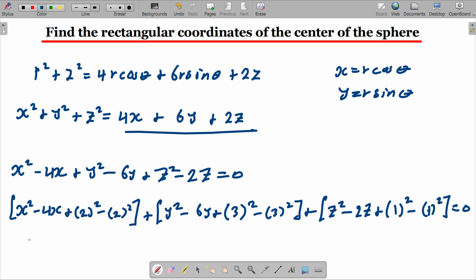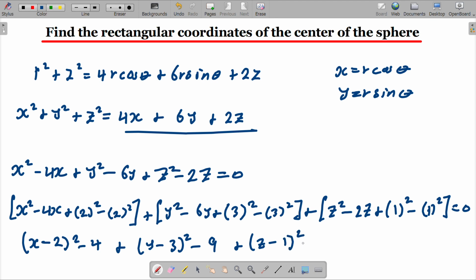So what we're going to end up with is x minus 2 squared minus 4. The 4 comes from 2 squared. Then plus y minus 3 squared minus 9, because 3 squared is equal to 9. Then plus, for the z, z minus 1 squared, then minus 1 is equal to 0.